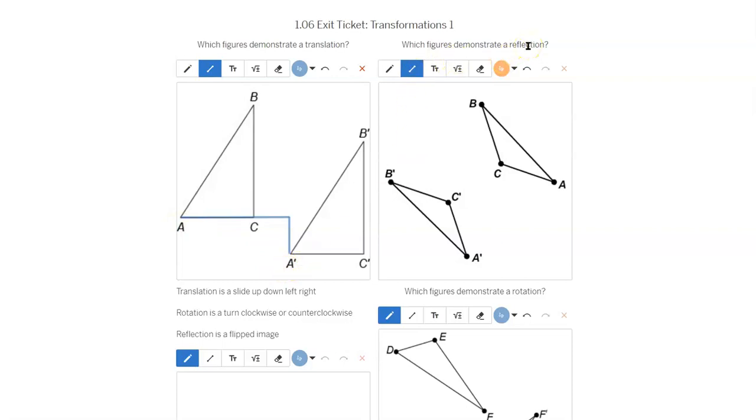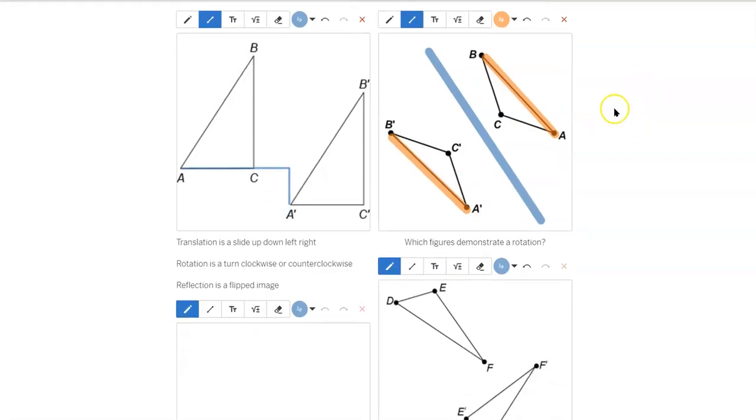Here we have reflection, so we notice that it flipped. Reflection flips over this line of reflection. We can see that B did not turn and neither did A. So if we look at line segment AB, we see that it just flipped to A prime, B prime.